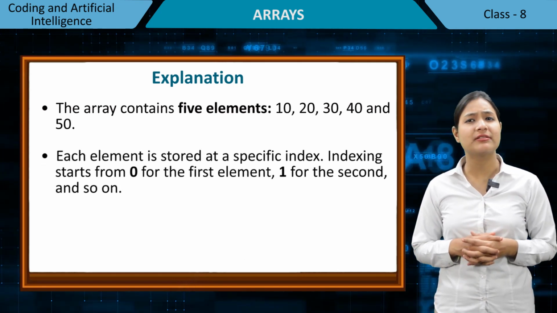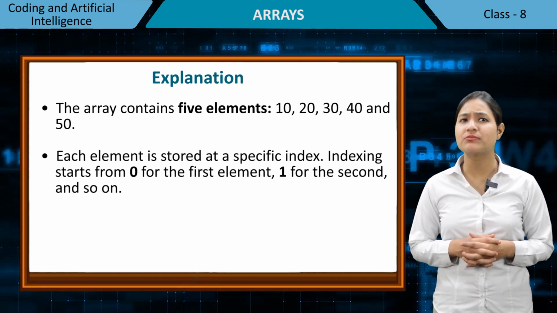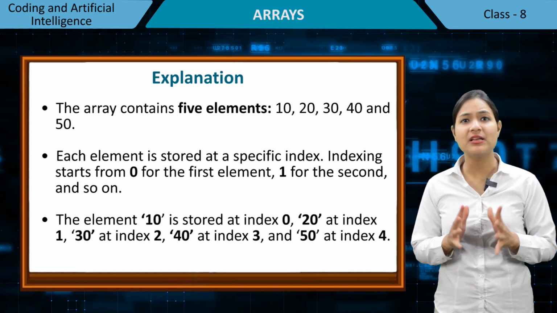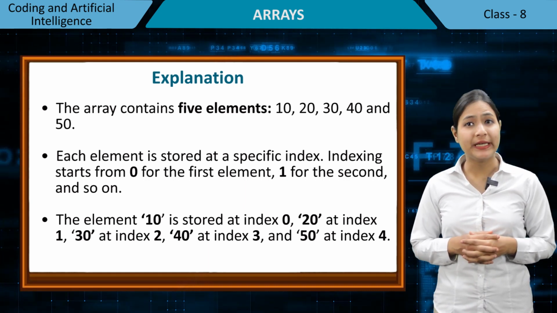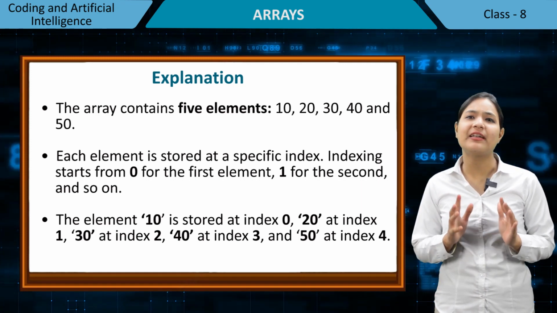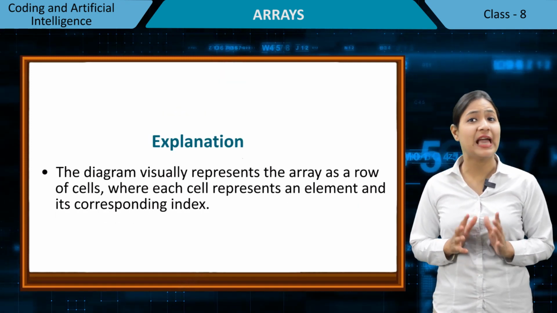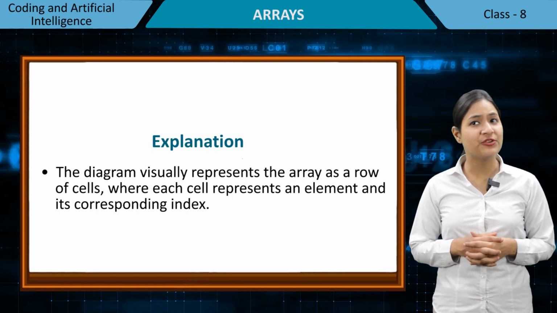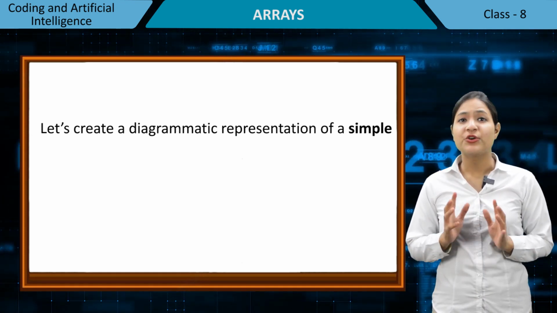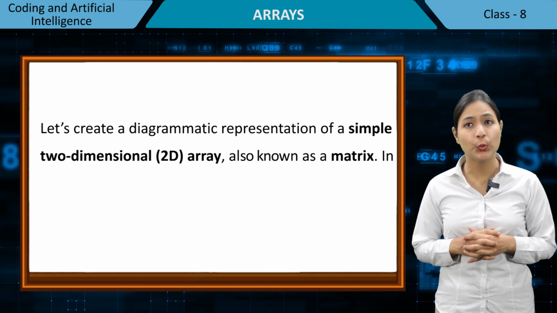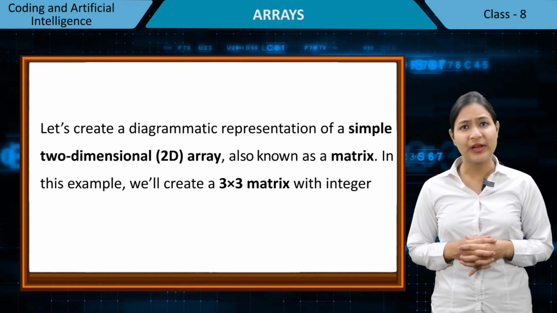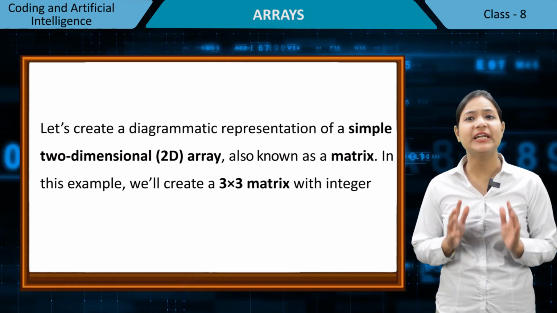Each element is stored at a specific index. Indexing starts from 0 for the first element, 1 for the second and so on. The element 10 is stored at index 0, 20 at index 1, 30 at index 2, 40 at index 3 and 50 at index 4. The diagram visually represents the array as a row of cells, where each cell represents an element and its corresponding index. Let's create a diagrammatic representation of a simple two-dimensional, 2D, array, also known as a matrix. In this example, we will create a 3 × 3 matrix with integer values.